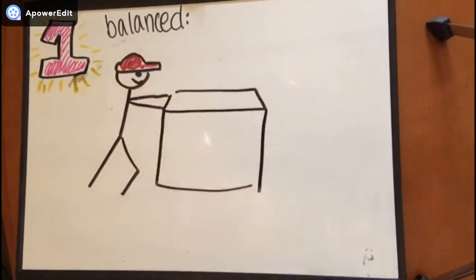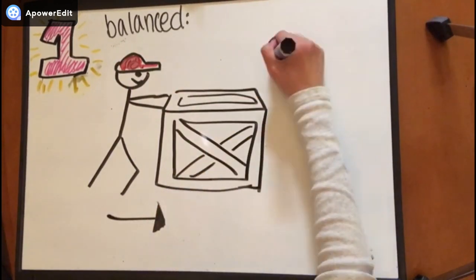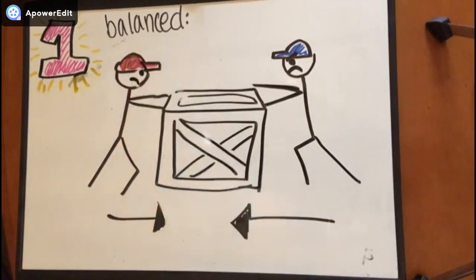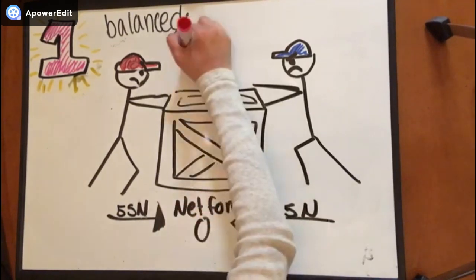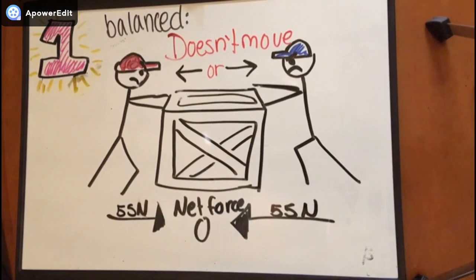For example, Johnny is trying to push a box to the right, but Bobby wants to push the box to the left. They both push with a force of, let's say, 55 newtons. Their forces will cancel off each other, and there will be no net force. That means the box will not move left or right.